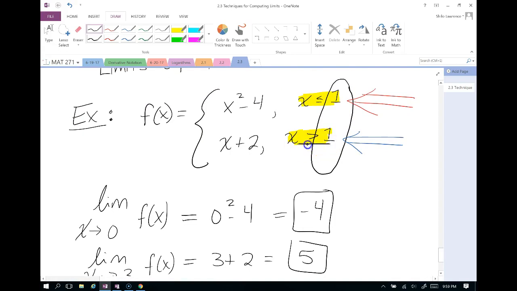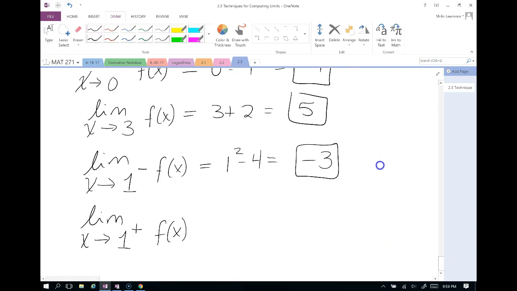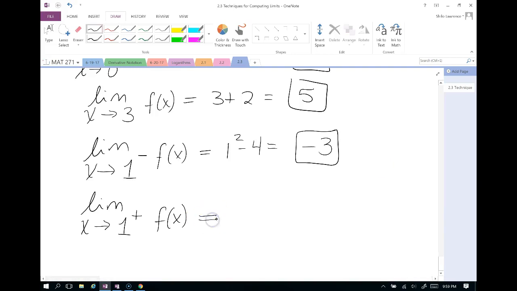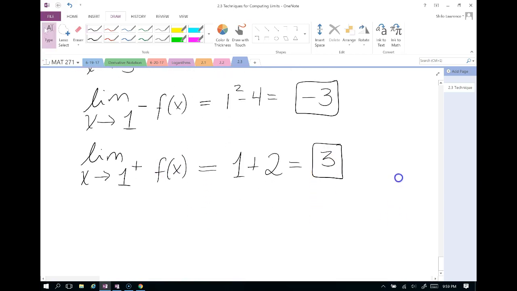So we want to know when x is allowed to take on the values 2, 3, 4, and 5. And it says right here, when x is greater than 1. So when x is greater than 1, this function is using x plus 2. So we would plug the 1 into our x plus 2 expression, and we would get 3. So from the left, when x is 1, it looks like it's approaching -3, but from the right it looks like it's approaching +3.